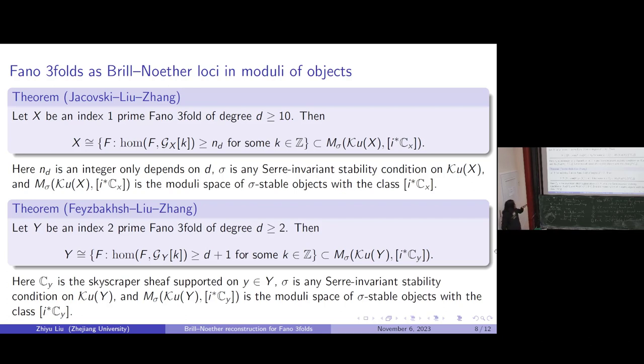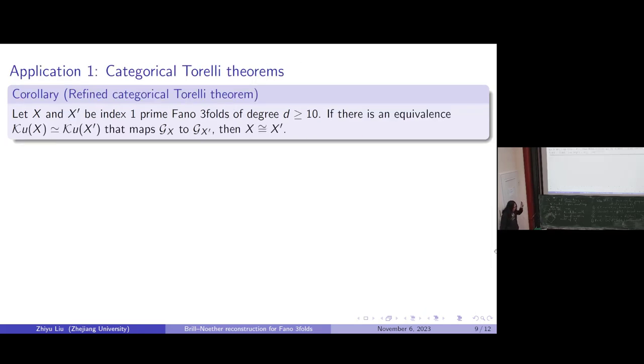And this is our two reconstruction theorems. And now I want to talk about some applications of these two theorems. The first one is called the categorical Torelli theorem. For the index one case, this is a direct corollary of our previous theorem: if we have an equivalence between Ku(X) and Ku(X prime) such that this equivalence maps the Bondal object to the Bondal object, then by the previous theorem we get an isomorphism between Brill-Noether loci, and then we get an isomorphism between these quantum threefolds. So this is called the refined categorical Torelli theorem. This is our first corollary.